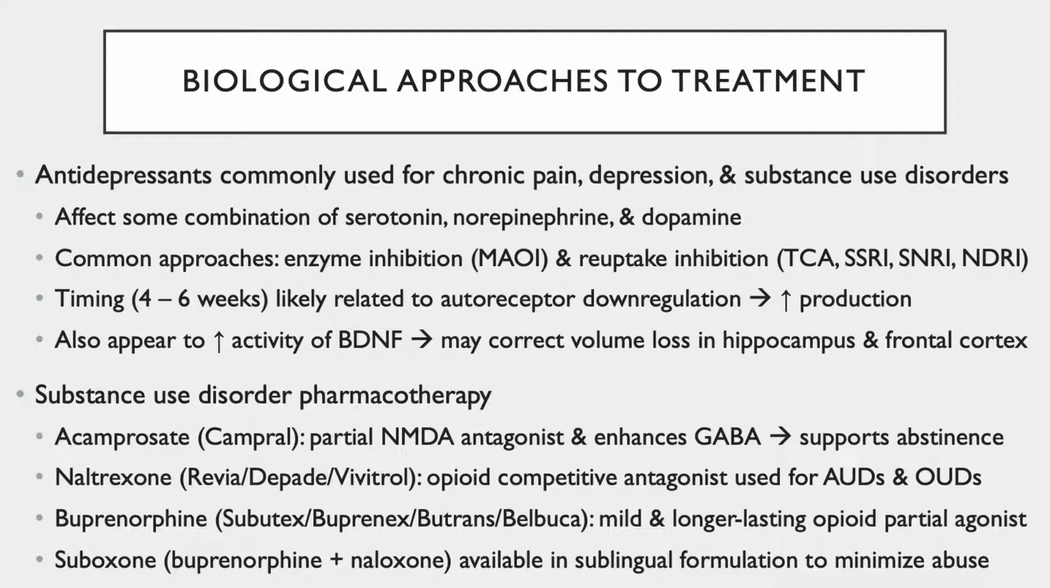This is likely related to the time it takes for the autoreceptor to downregulate. Again, the autoreceptor's job is to send a message to the neuron that says, "We have enough." Medications like SSRIs, because they lead to increased availability of serotonin, begin to bombard the autoreceptor. The brain responds by downregulating the autoreceptor to compensate for the increased activity of serotonin. Over time, because there are fewer autoreceptors, there are fewer signals to slow down production. That means at about 4 to 6 weeks after taking the medication daily, there should be an increase in production of those neurotransmitters.